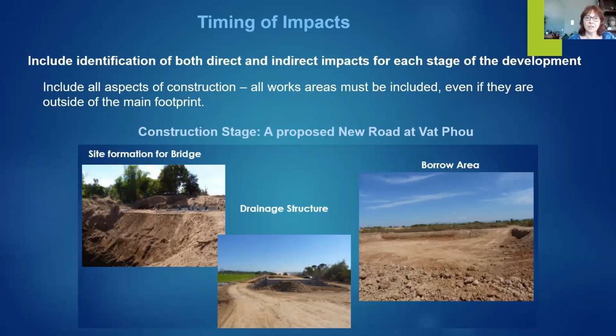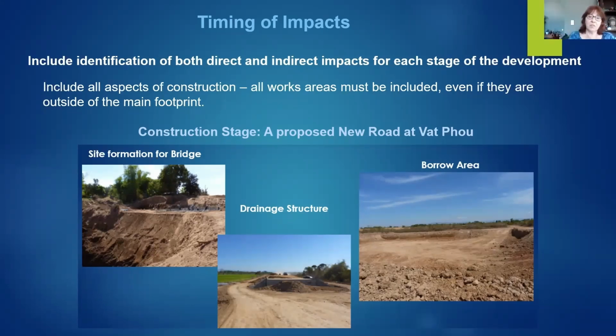Now, in this case, I'm sure everyone can see these are all direct impacts during a construction phase. So it's looking at different types of construction that's going to directly impact on the ground. Two of them, the site formation for a bridge and a drainage structure, are within the footprint. Yeah. So the borrow area is far away.